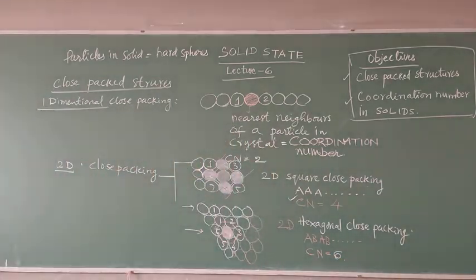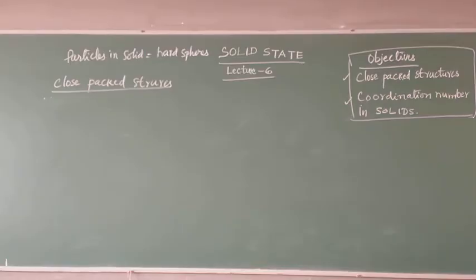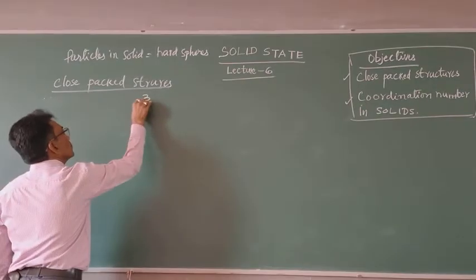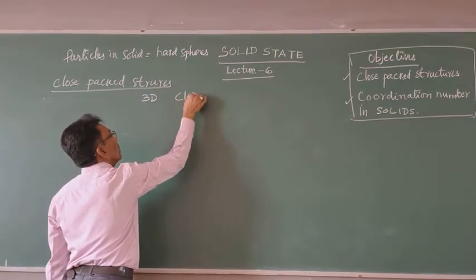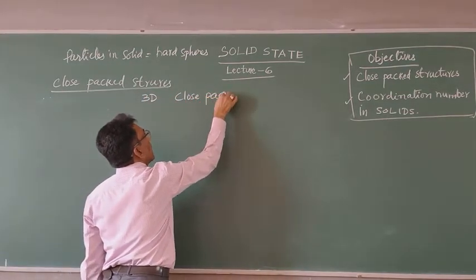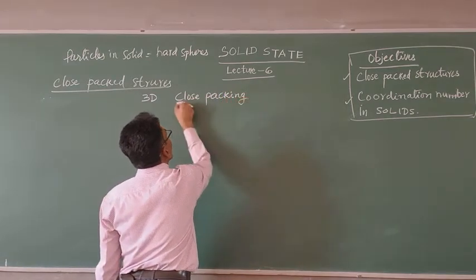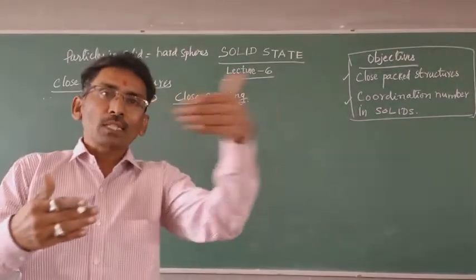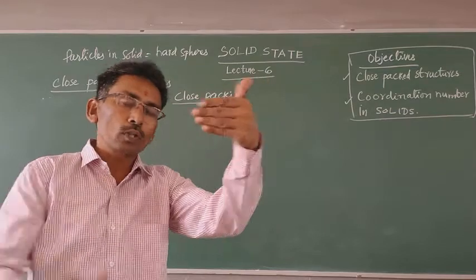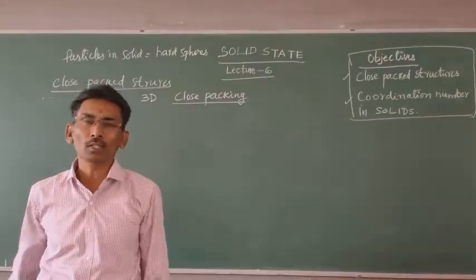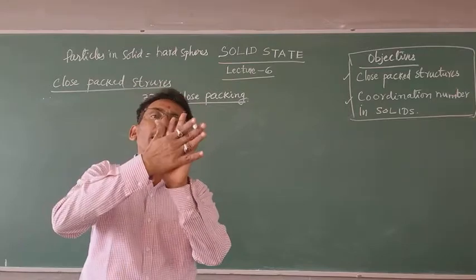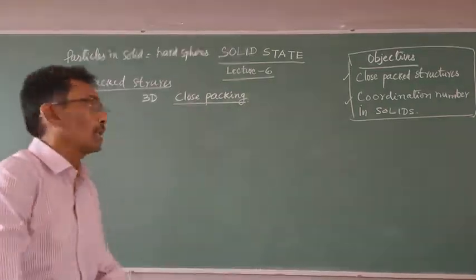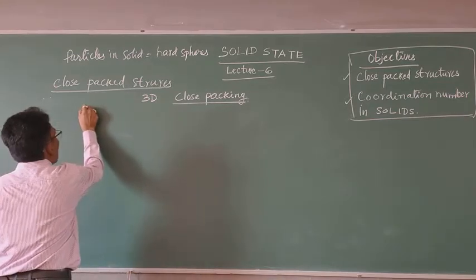I hope you followed these two types of 1-dimensional and 2-dimensional close packing. Now come to 3-dimensional close packing. After having 2-dimensional close packing, first row, second row, third row, fourth row, these are all linear packing. These are all 2-dimensional. As over this layer, the second layer is coming, then that is a 3-dimensional one, and it is of 2 types.